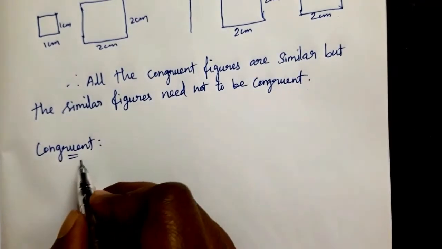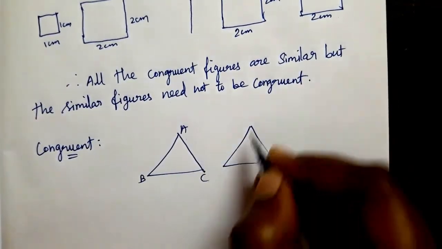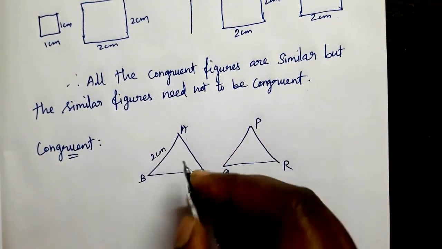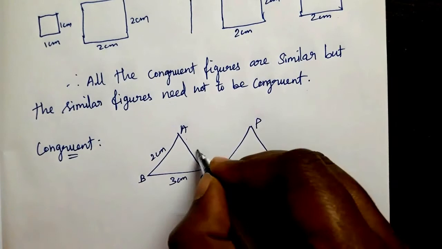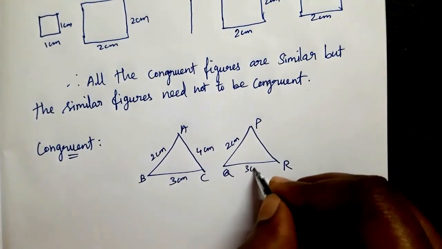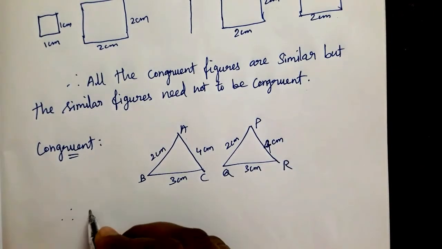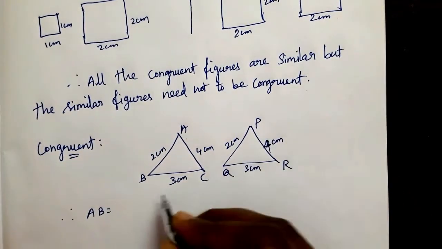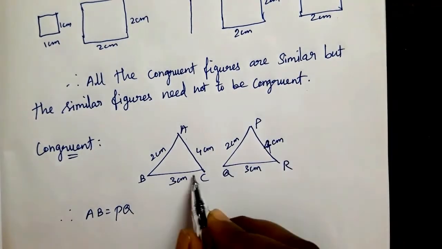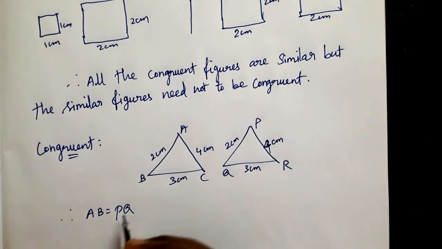Now let's see one example for congruent. Here let us consider two triangles ABC and PQR. Here AB 2 centimeter, BC 3 centimeter and AC 4 centimeter. Here PQ 2 centimeter, QR 3 centimeter and RP 4 centimeter. Now AB equal to PQ. Anti-clockwise, AB 2 centimeter, PQ 2 centimeter, BC 3 centimeter, QR 3 centimeter, CA 4 centimeter and RP 4 centimeter.